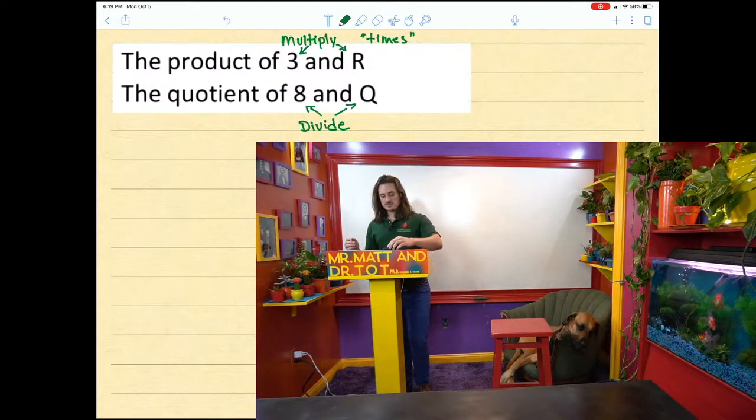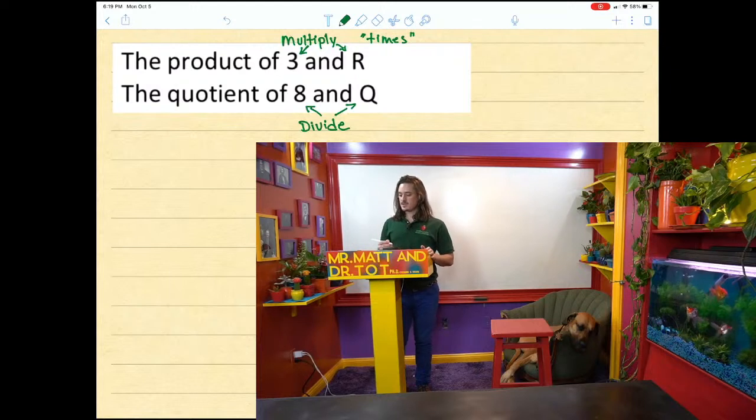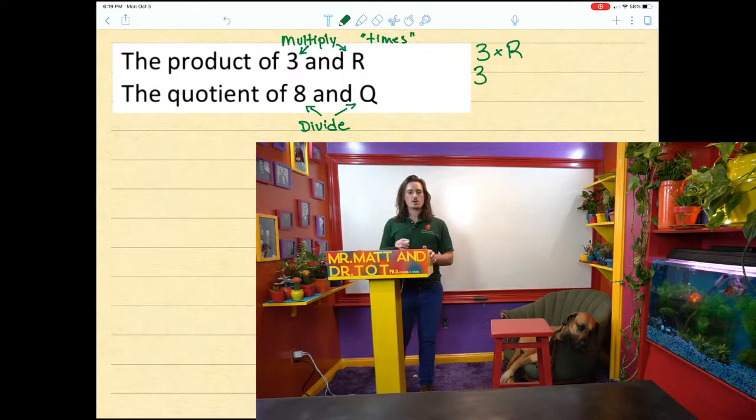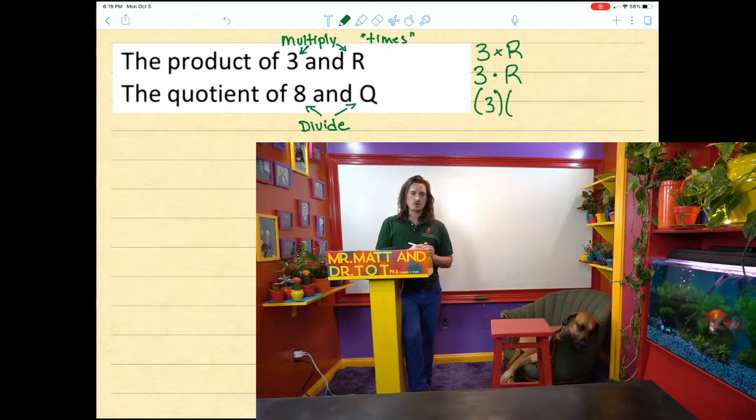Okay, so for this first guy here, the product of 3 and r is 3 times r, which we could write out as 3 times r, or this is also a symbol for 3 times r, or you could have written it with parentheses. All of these things are exactly the same as just 3r. So 3r is the simplified form, and it just means 3 times r.